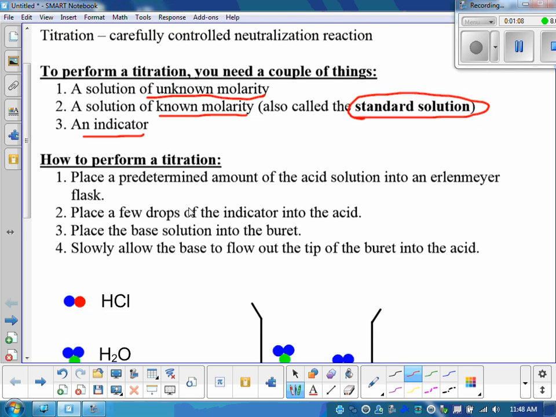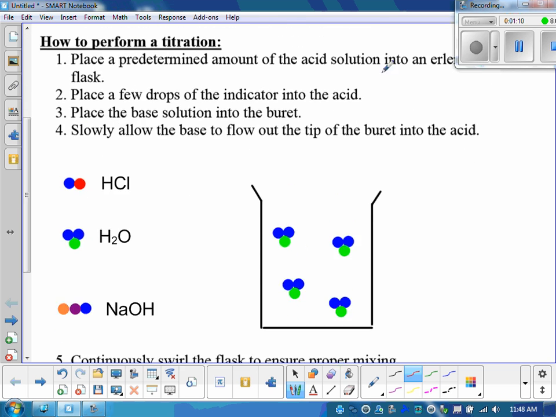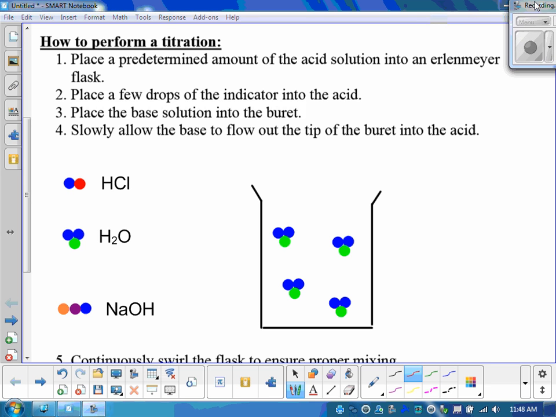Now, here's what we're going to try to do. It says place a predetermined amount of acid solution into an Erlenmeyer flask. Place a few drops of our phenolphthalein in our case, but it could be a different indicator. And place a base solution into the burette, and this is a process we'll go over. Slowly allow the base to flow out of the tip in the burette into the acid. So it's important for you to understand exactly what we're doing here.